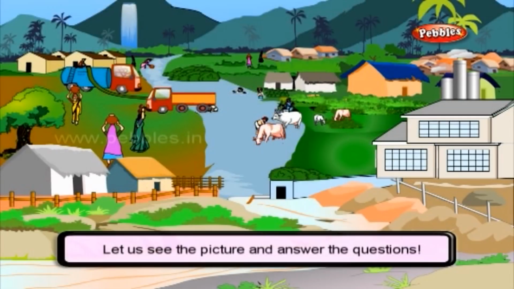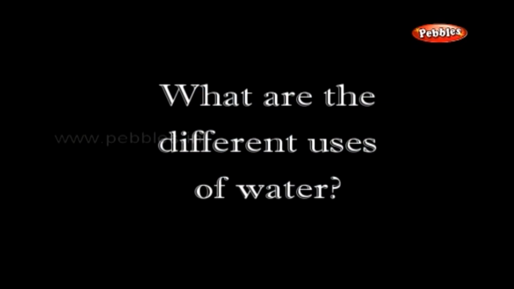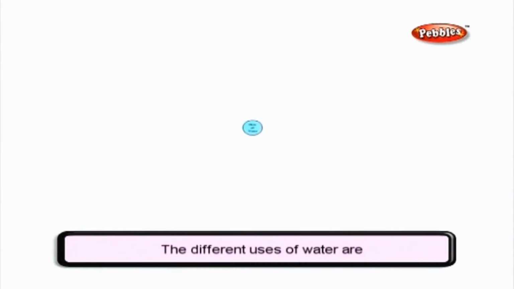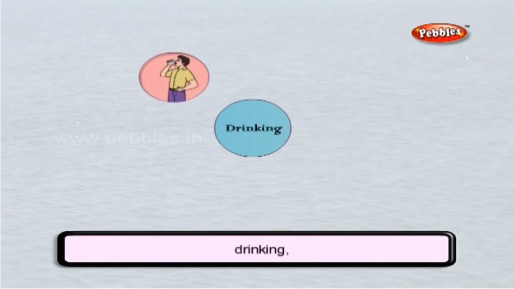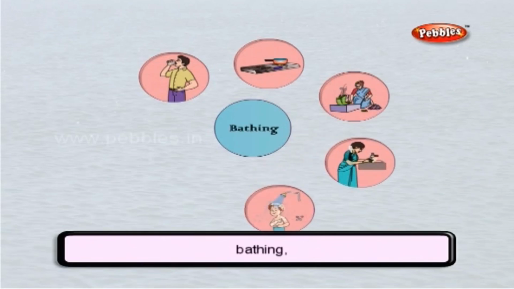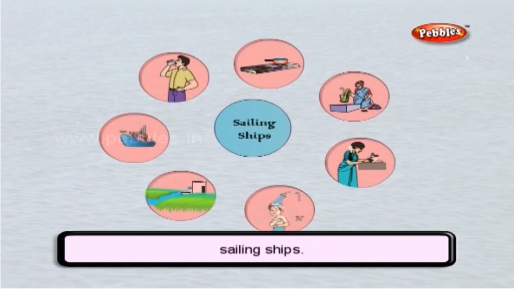Look at the picture and answer the questions. What are the different uses of water? The different uses of water are drinking, cooking, washing, cleaning, bathing, growing crops, sailing ships.